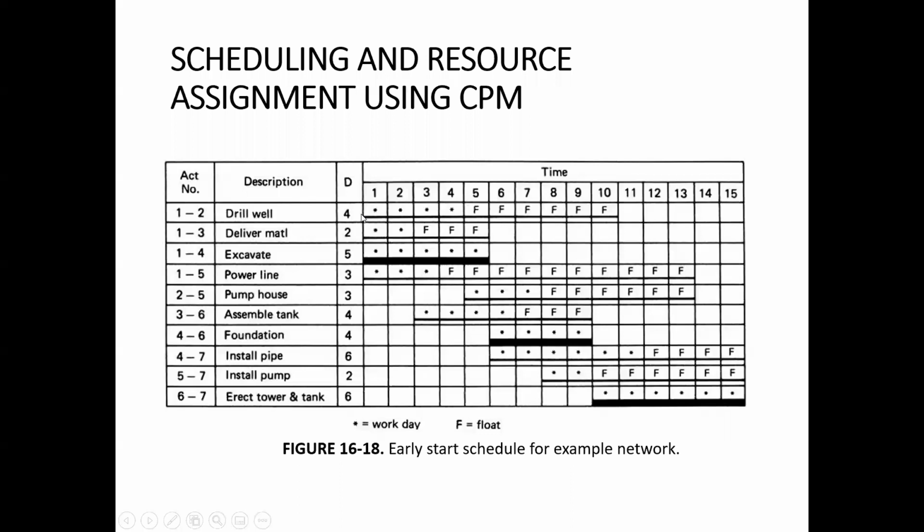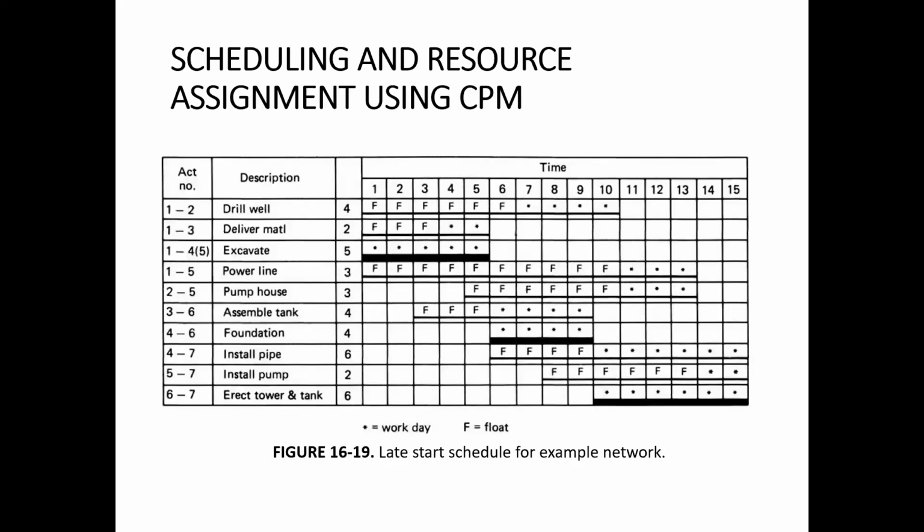For example, from 0 to 10, only 4 weeks of work is there, then the remaining will be float. From 0 to 5, only 2 weeks of work is there, then the remaining is the float. For excavate, from 0 to 5 weeks of work, the remaining is nothing. There is no float over here, and that's why it is also a critical activity. So in this way, we have scheduled all the activities as the early start activities. Is it clear? Yes. Now it's more clear. Thank you.